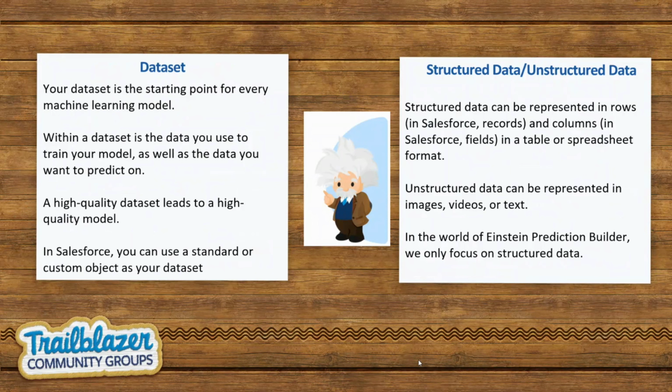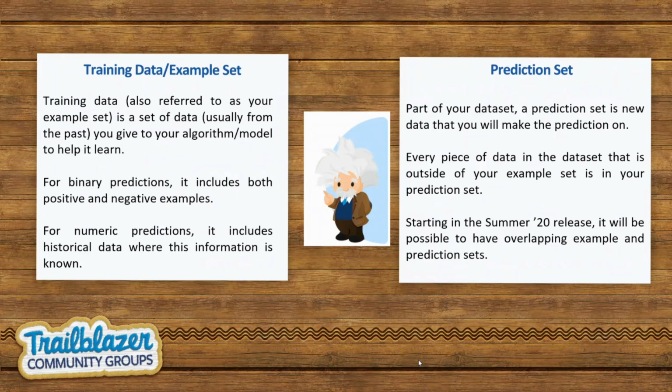I am talking about data sets, right? A data set is basically divided into two sets. The first one is the example set, and the second one is the prediction set. The example set comes with positive or negative examples. That framework is completely helpful to predict your data. And apart from the example set, whatever remains is called the prediction set.